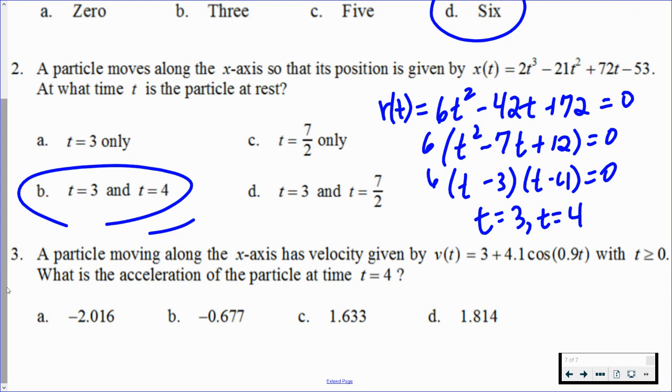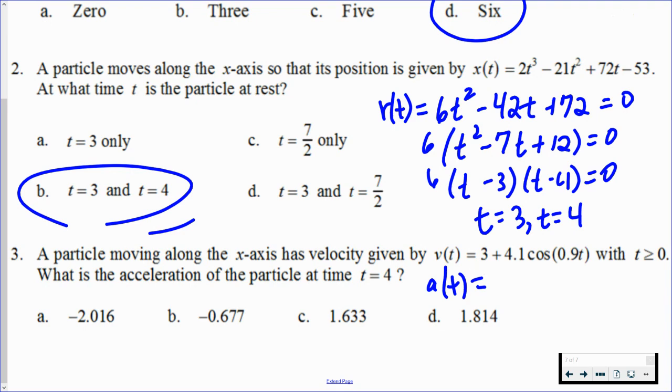Next one is obviously a calculator active question, because your answers are in decimals. So definitely a calculator active question. Let's take a look. Velocity given by this function. What's the acceleration at t equals 4? So let's find the acceleration function.